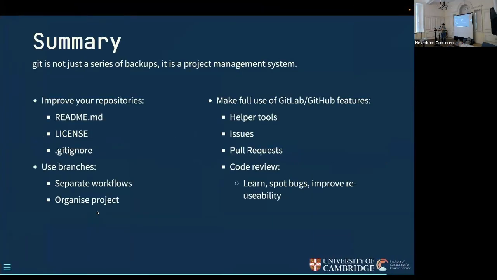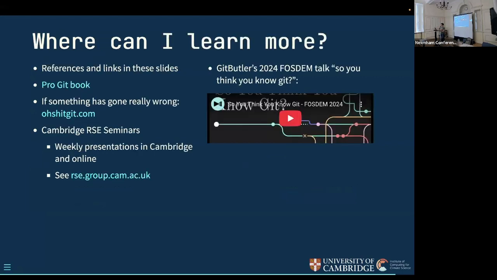So I'm conscious this is getting towards the end. As I say, Git's not just a series of backups for your files. It's an entire project management system for code. Things we've looked at today are improving the repositories you have on Git with certain files, making use of branches to manage the development of our code, and then making use of the corresponding functions and features of GitHub to track and tag all of these in a graphical space.